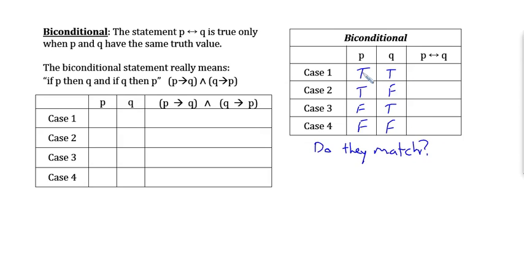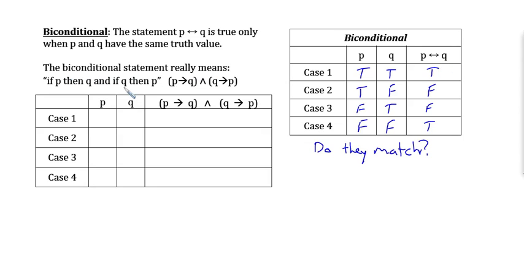Okay? So here, T, if and only if T, that is matching. So we get a true statement. T, if and only if F, that's a false because they don't match. F, if and only if T, that's false, they don't match. Here, false, if and only if false, that equals a true statement. So here is how you figure out biconditional truth values.